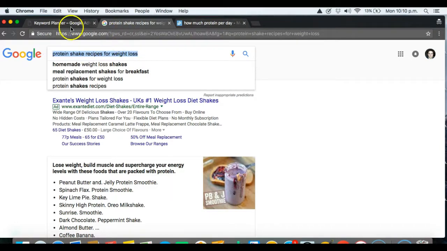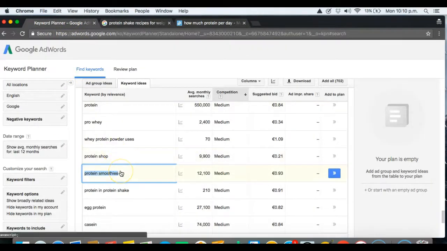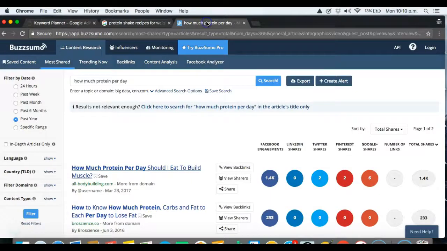So we're going to take our protein smoothies keyword again, like this. We're going to go to a tool called BuzzSumo, which you can get to by typing in buzzsumo.com, or you just search for it on Google. And what this tool does is it gives you a list of the top articles relative to the number of social shares. So what's most trending, what's most popular in social media for a particular topic.